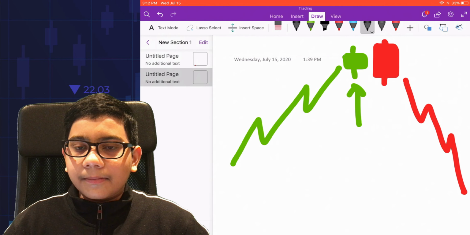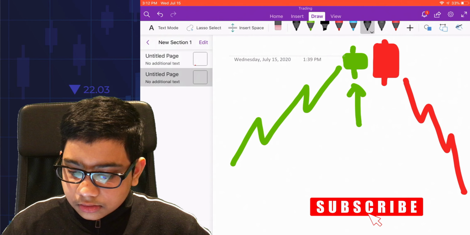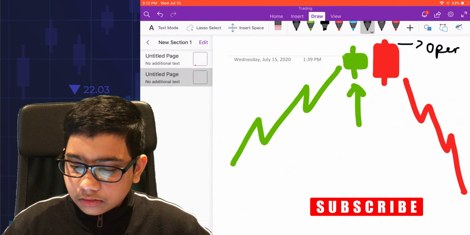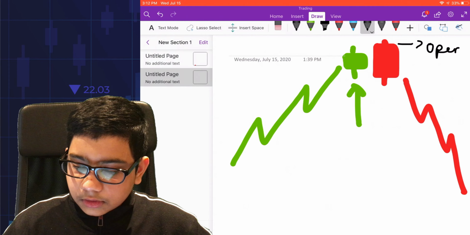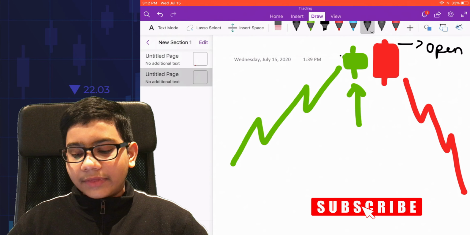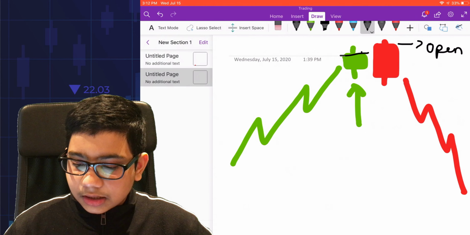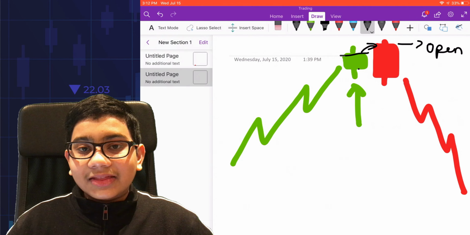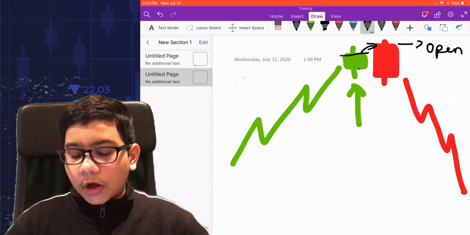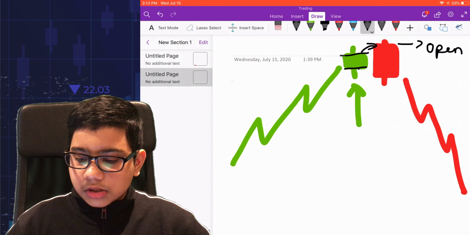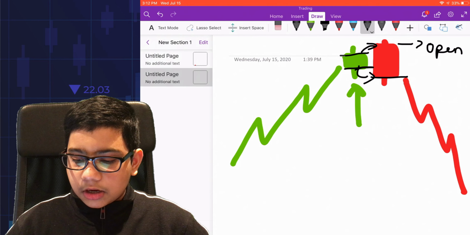For it to be a bearish engulfing pattern, the open of the second candle, this is the open, should be above the close of the previous candle. So this is the close and it should be above it. And the close of the second candle should be below the open of the previous candle. So if this is the open of the previous candle and this is the close, it should be below it.